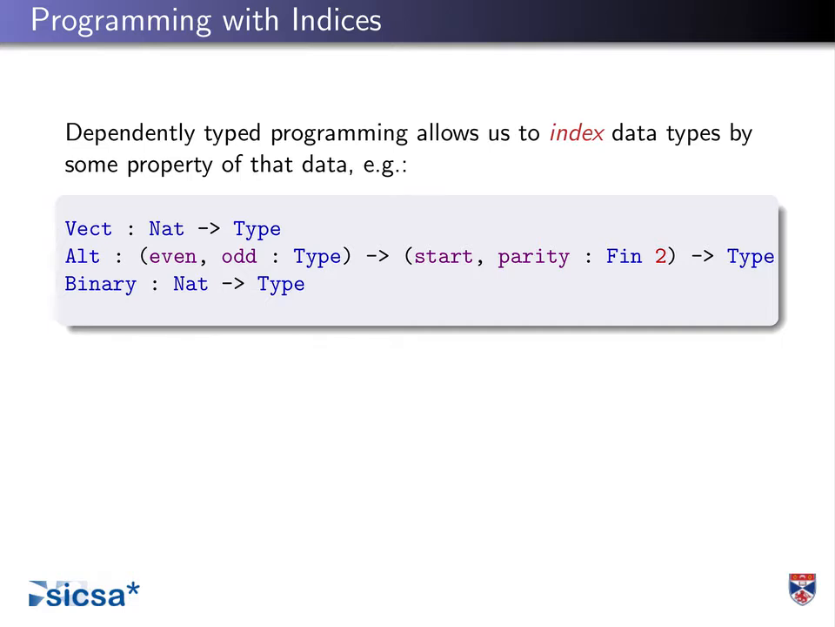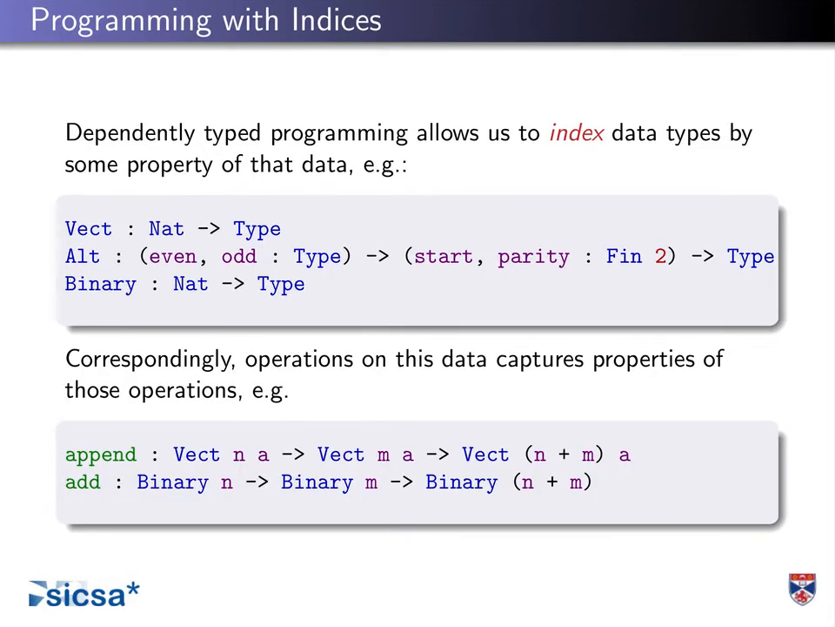So by indexing things by some property of that data, when we write operations on the data, the types of those operations will capture the properties of those operations. So if we're appending two vectors, so we've got a vector of n things, a vector of m things, the type of append tells us we have a vector of n plus m things.